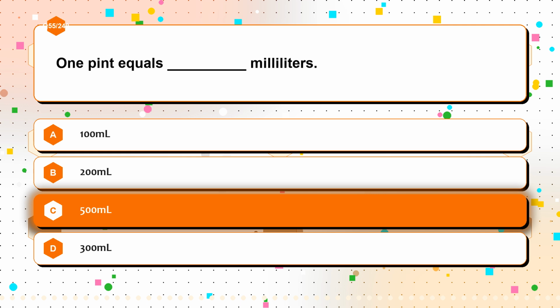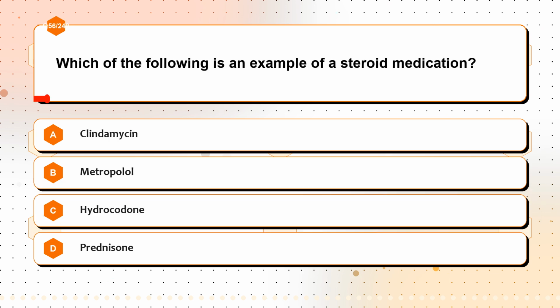The correct answer is option C, 500 ml. Question 56. Which of the following is an example of a steroid medication? Here are the options. Option A, clindamycin. Option B, metoprolol. Option C, hydrocodone. Option D, prednisone.